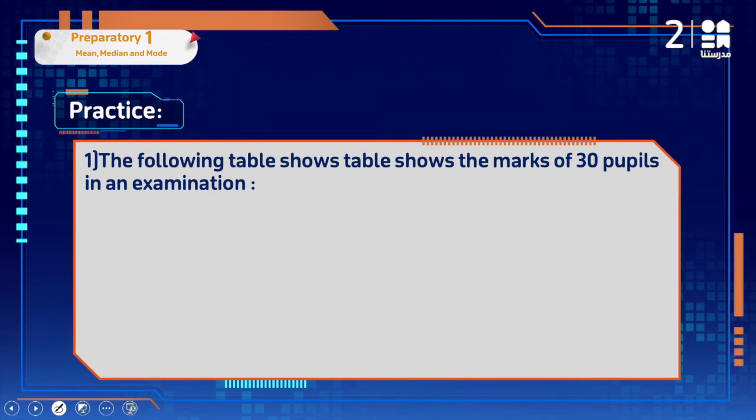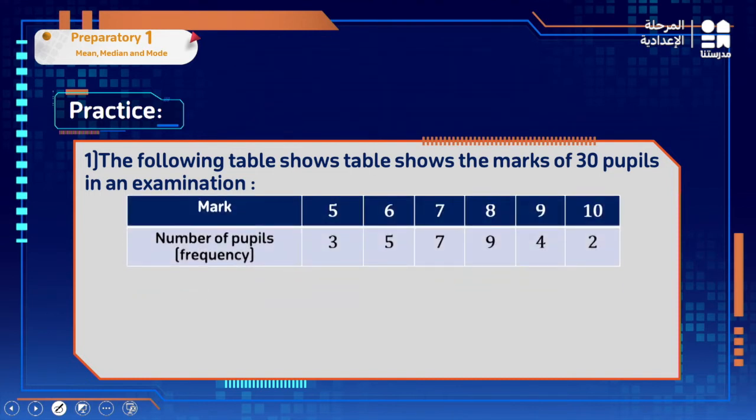Okay. Practice. The following table shows the marks of 30 students or pupils in an examination. Here the mark and the frequency. 5 is repeated 3 times, 6 is 5, 7 is 7, 8 is repeated 9 times, 9 is repeated 4 times, 10 is repeated 2 times. The question: find the mode mark. So focus on the frequency. Frequency means repeated how many times.